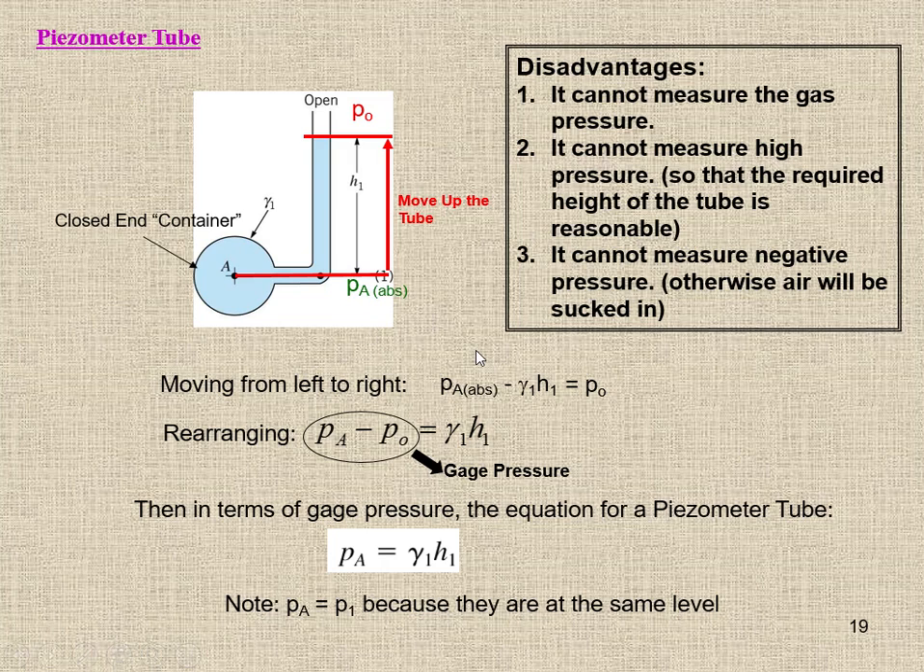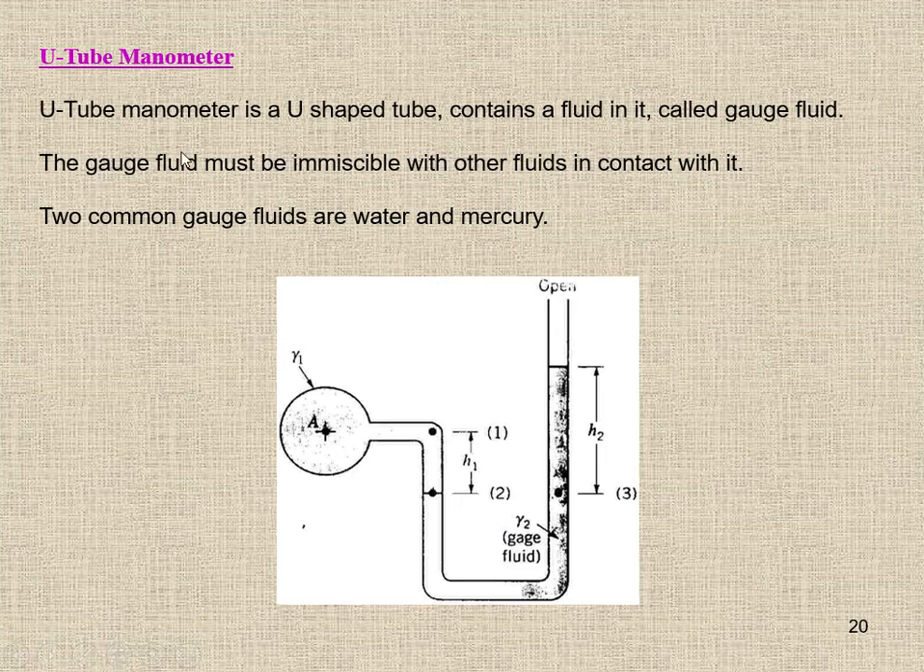So how can we overcome these problems? To overcome such problems, we use another type of manometer that is called a U-tube manometer. What is the construction of a U-tube manometer? A U-tube manometer is a U-shaped tube, as we can see, that contains a fluid in it. We use a fluid inside the manometer to avoid all those problems that we faced in the piezometer.